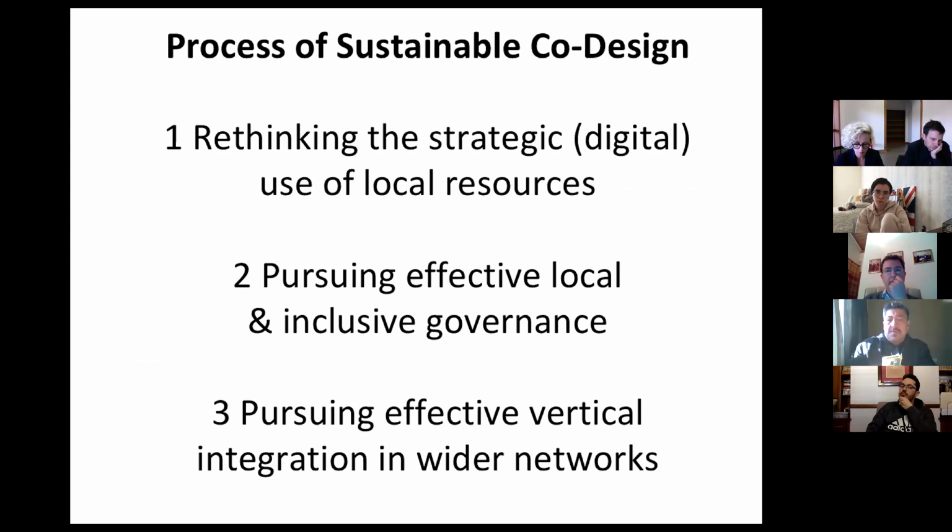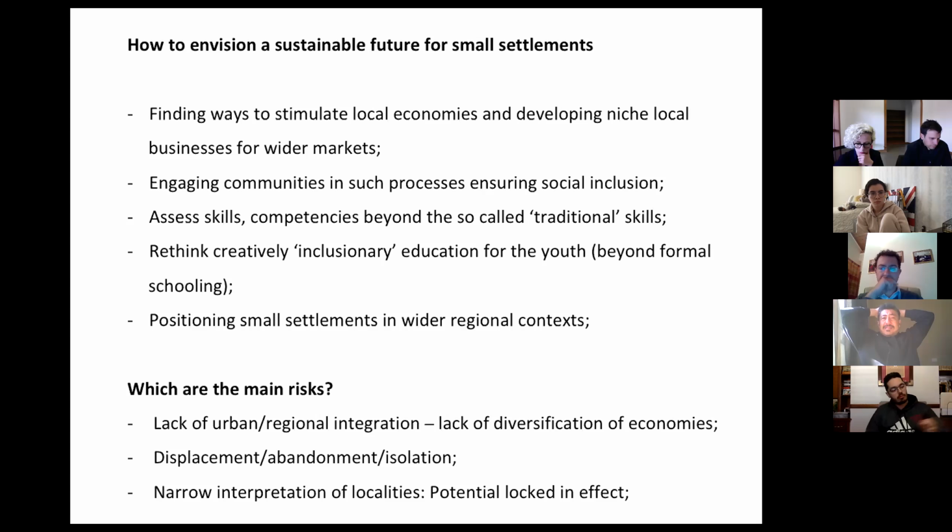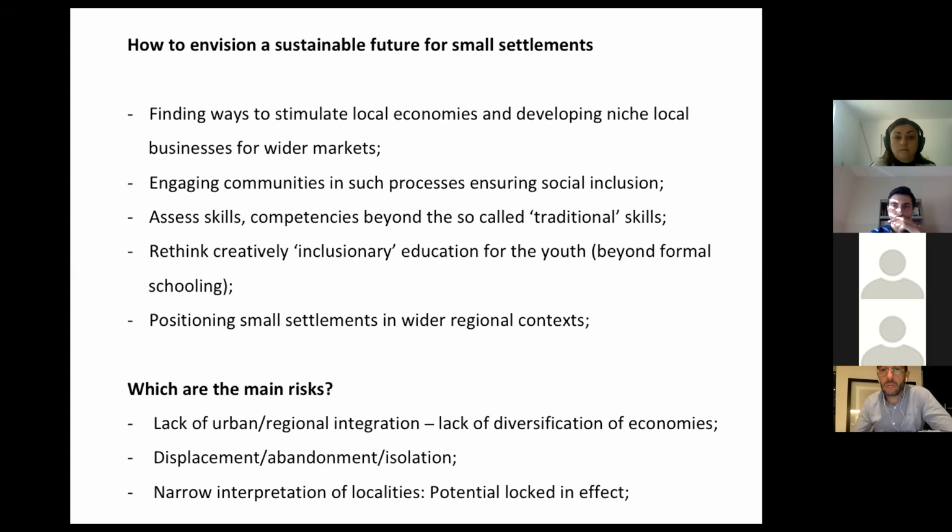And also there's the need to embed such strategies more beyond the locality, again, as in the previous case. So the process of sustainable co-design, and this is the summary of the presentation, should be based on rethinking the strategic, and today in the COVID scenario, I would say even the digital use of local resources, so reconsidering, recomposing, and envisioning potential and possibilities, pursuing effective local and inclusive governance through participation, co-production of development options, but also, and this is quite crucial for every single small-scale settlement, pursuing effective vertical integration in wider networks to avoid the so-called lock-in effect that would instead prevent any possibility. It's something that you might also have as a problem in your community, when I guess you were mentioning accessibility and how that community could be part of wider networks.